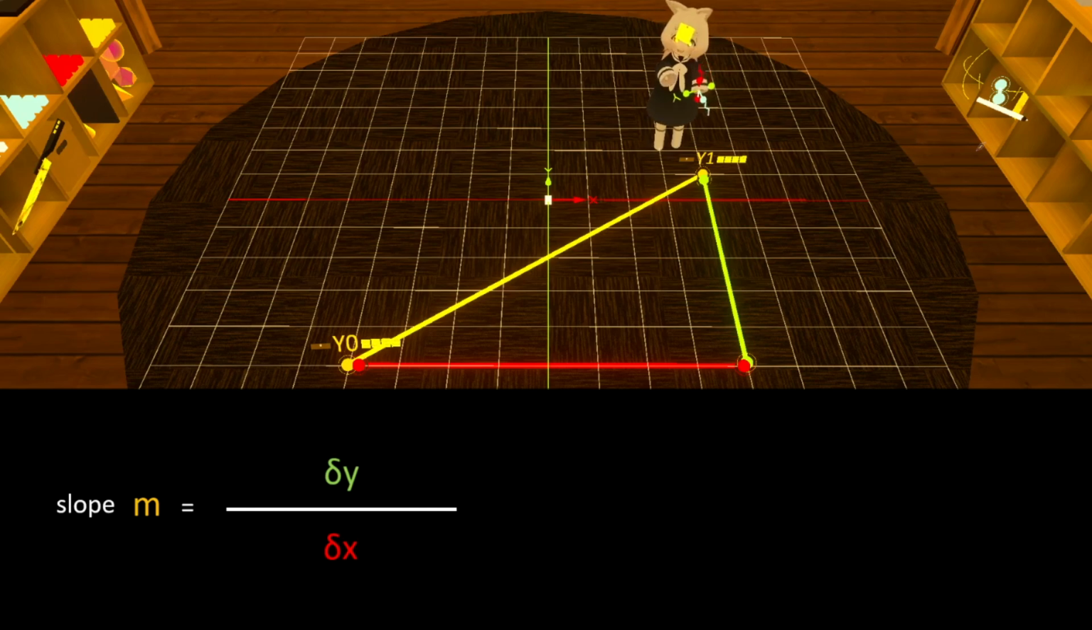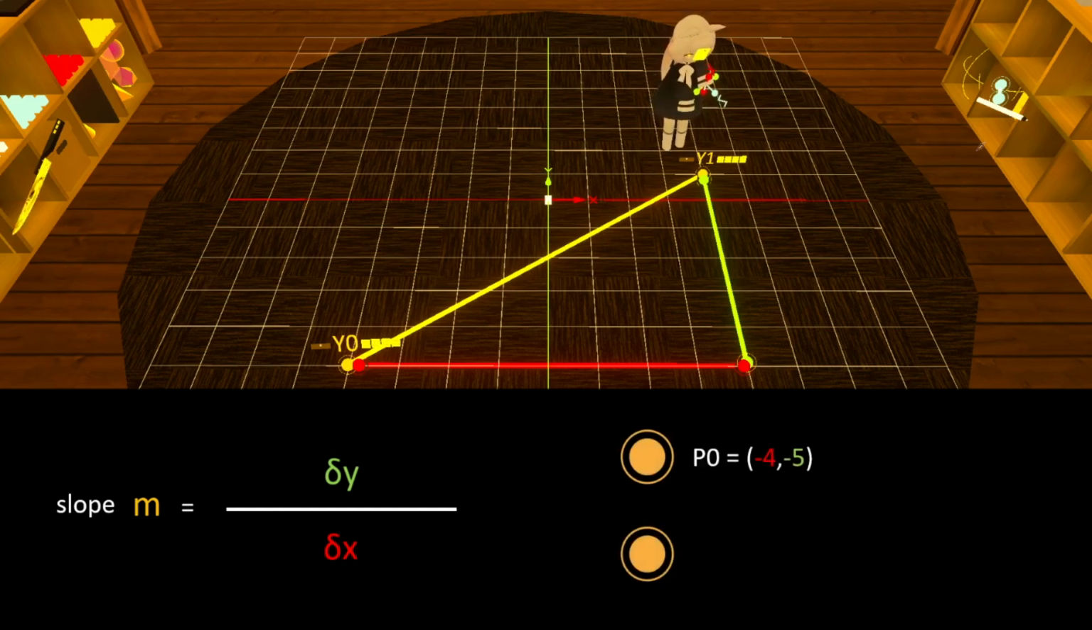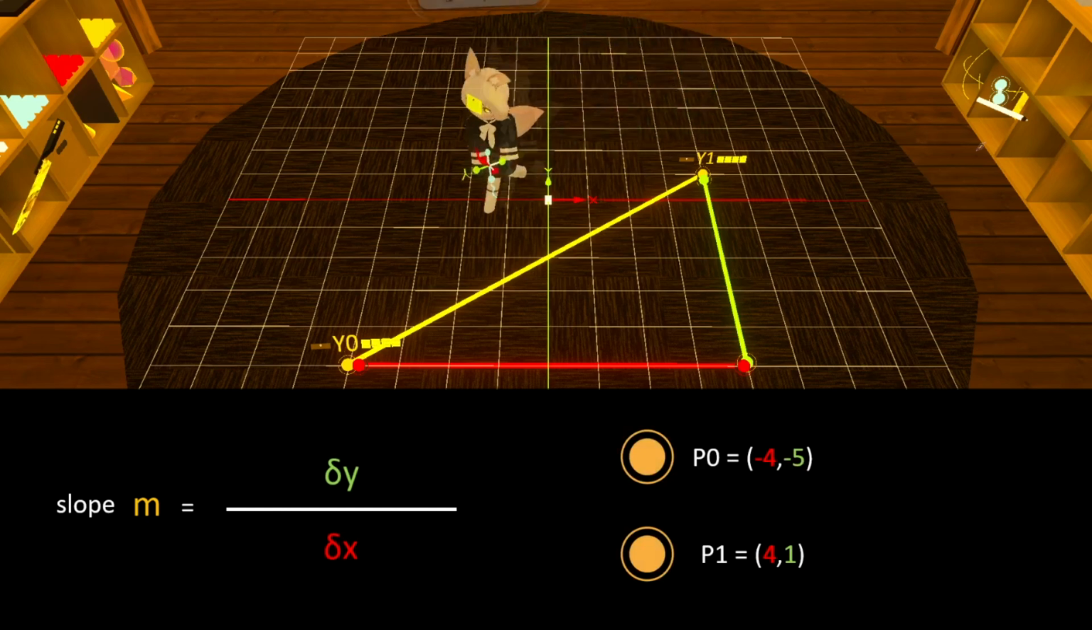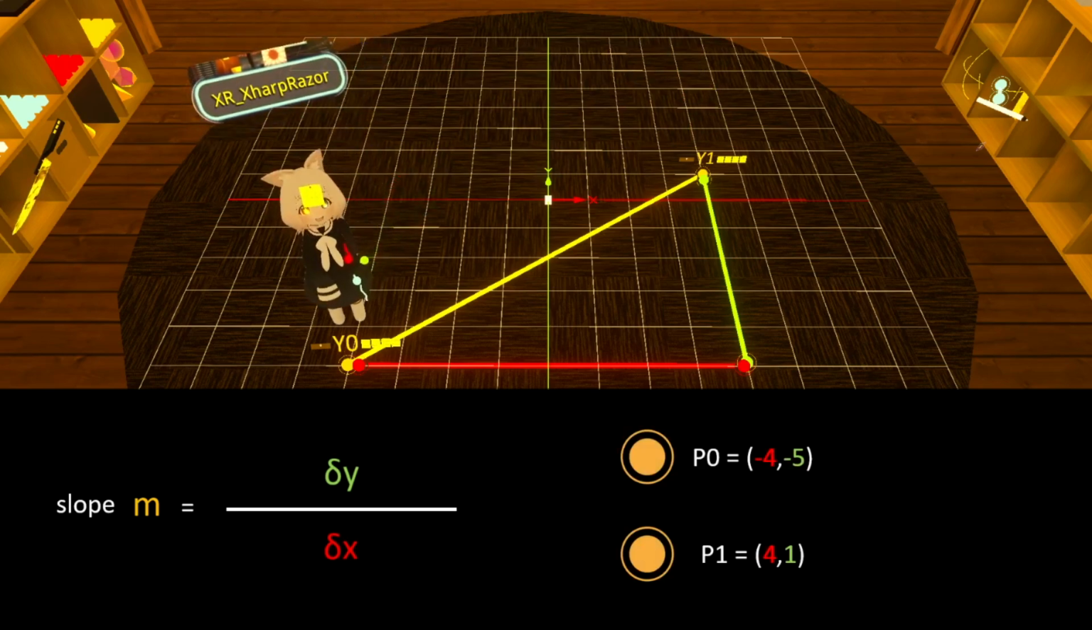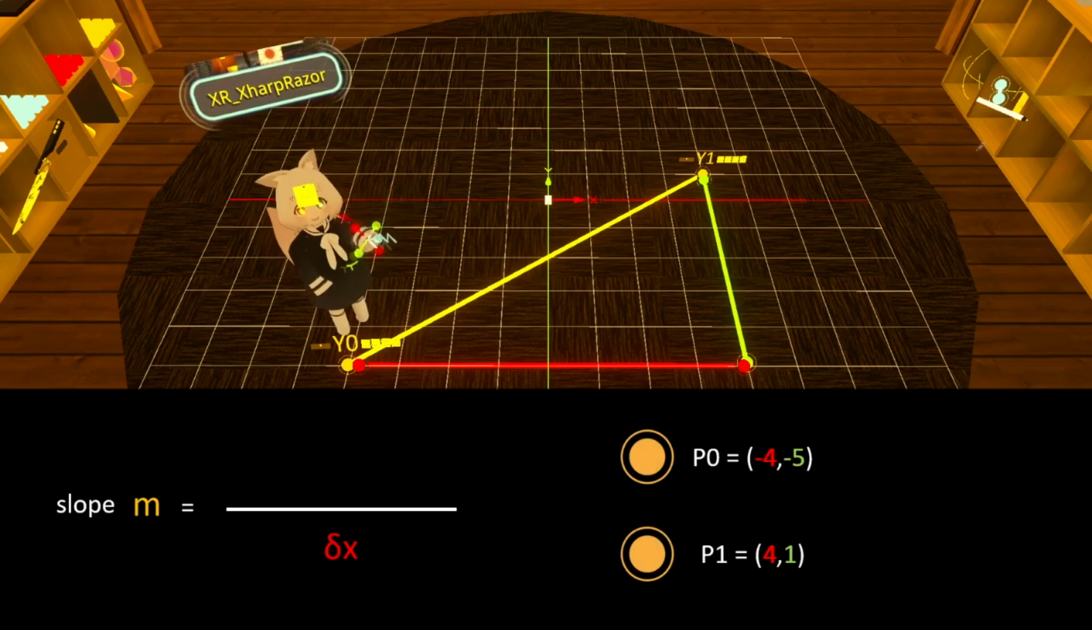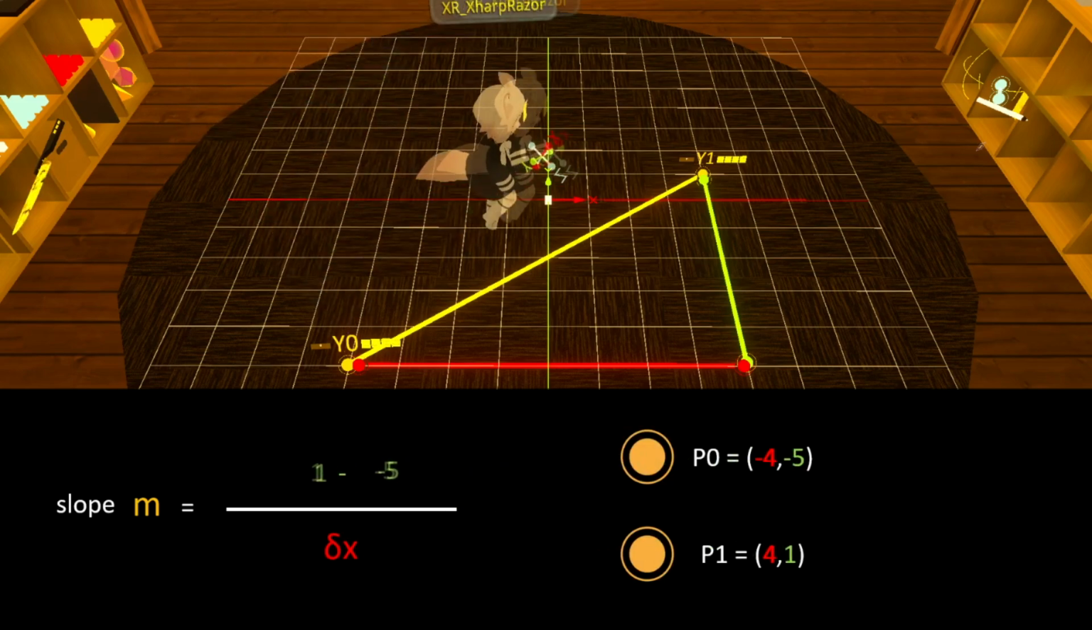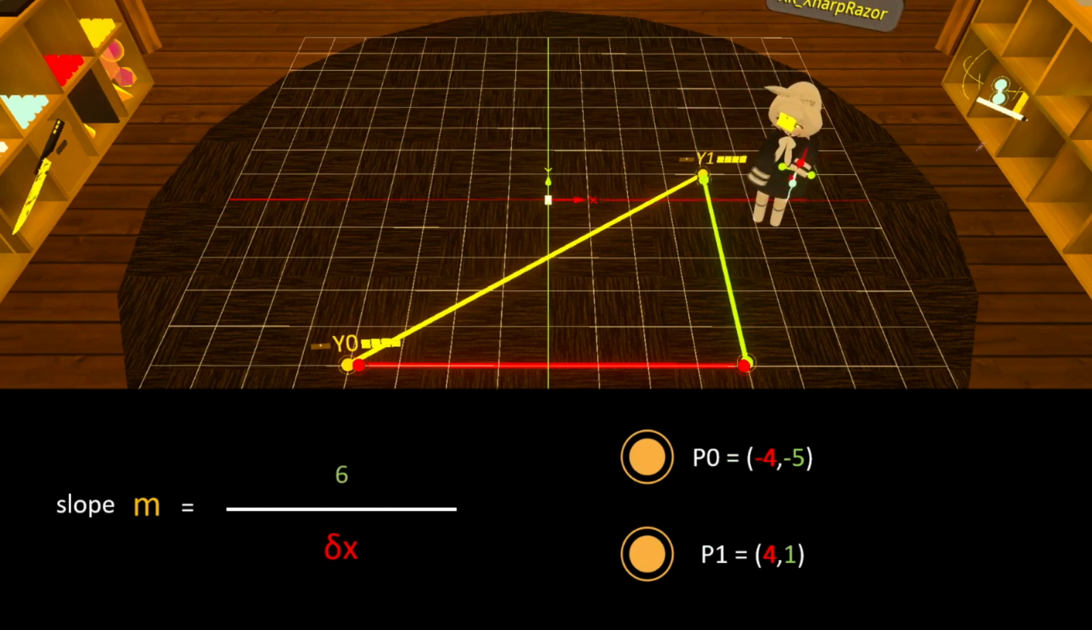So assume that we know the exact positions of the 2 points. In this case, y1 is 1, 2, 3, 4, 1. So the y-coordinate of y1 is 1. And then this one over here, 1, 2, 3, 4, 5. So this one over here is -5. 1 minus -5, you have 6. So delta y is 6.